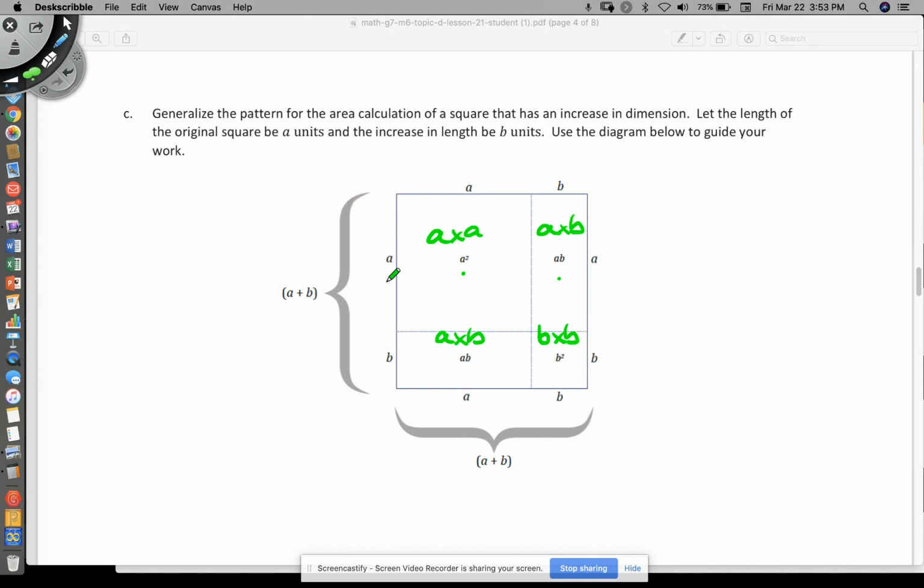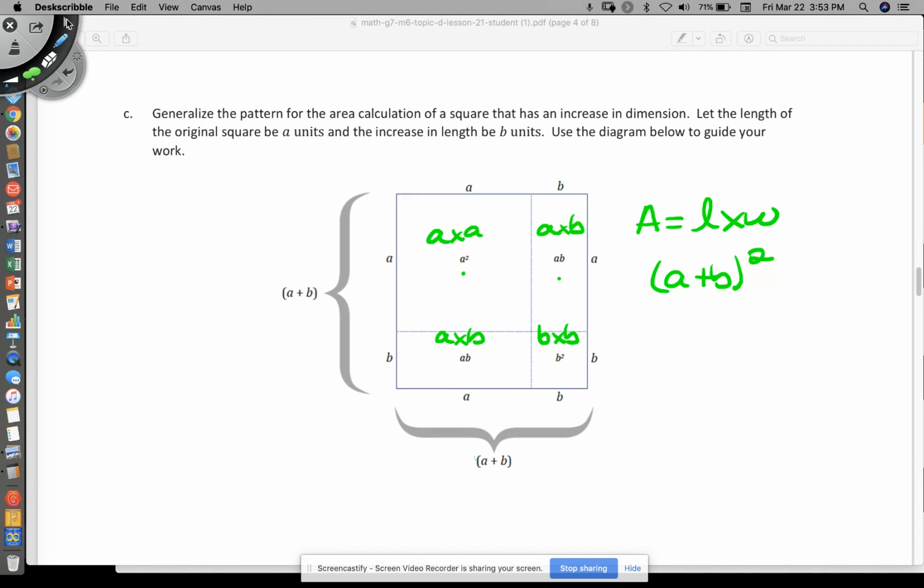So on the sides here, I have A plus B, and down here I have A plus B. So if I was to find the area, it would be A plus B times A plus B, which is basically A plus B squared. And that's as far as we can take the problem because we don't know what A and B are.